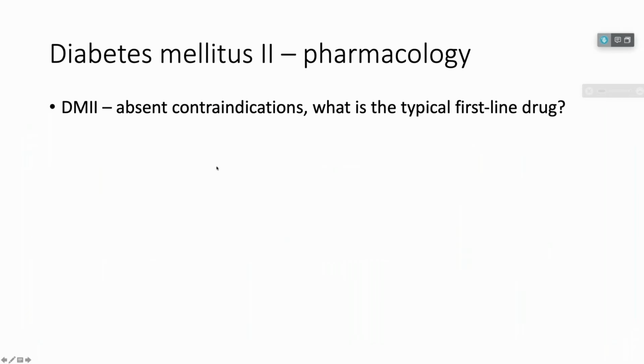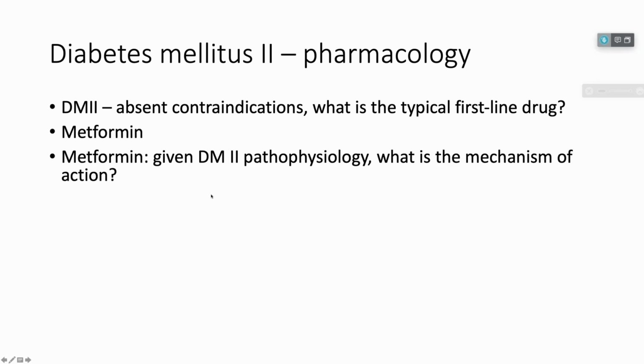So Maliha, absent any contraindications, what's the typical first line drug for diabetes type 2? Metformin? Yeah, perfect. Great. So Manny, given the pathophysiology of type 2 diabetes, what's the mechanism of action of metformin, and why would that make sense? So I guess what I know is that it's the only drug that I remember that works on the actual pathophysiology of type 2 diabetes, which is insulin resistance. So it decreases insulin resistance, and I think it has something to do with gluconeogenesis.